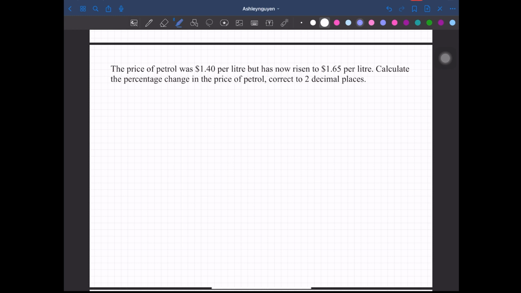The price of petrol was $1.40 per liter, but now has risen to $1.65. Calculate the percentage change in the price of petrol, correct to 2 decimal places. Whenever working with money, we normally correct to 2 decimal places, the nearest cent. So let's remind ourselves of the formula: percentage change equals finishing value take away starting value, divide by starting value, times by 100. That is what we have learned before.